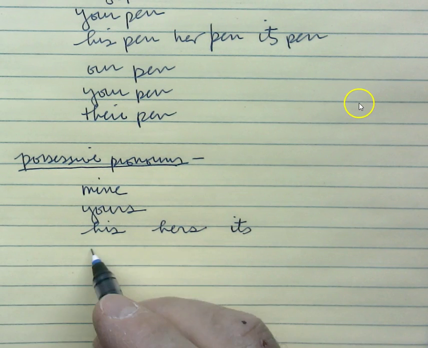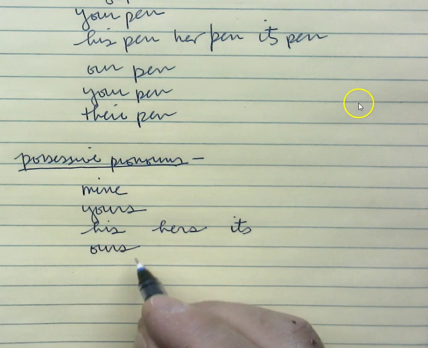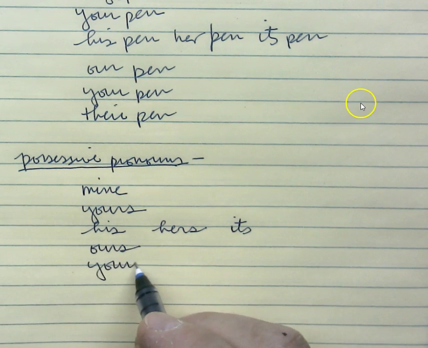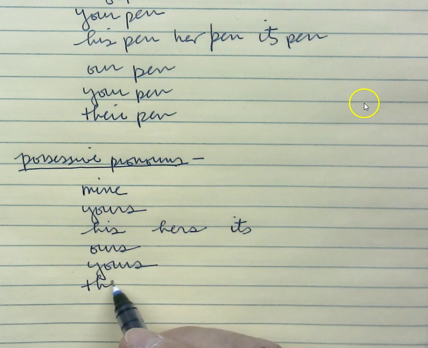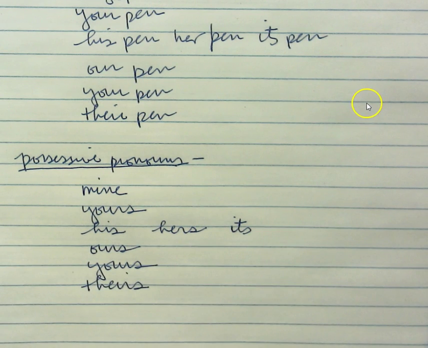And then we have ours, yours, and theirs. These are possessive pronouns because they can be alone.